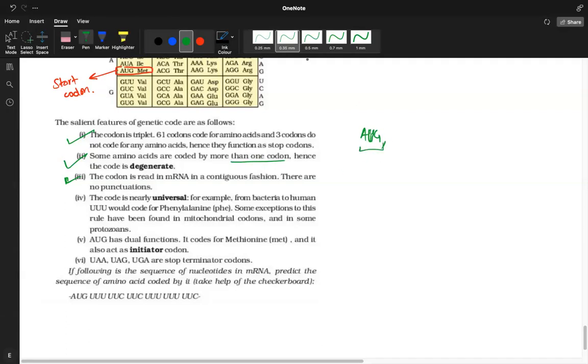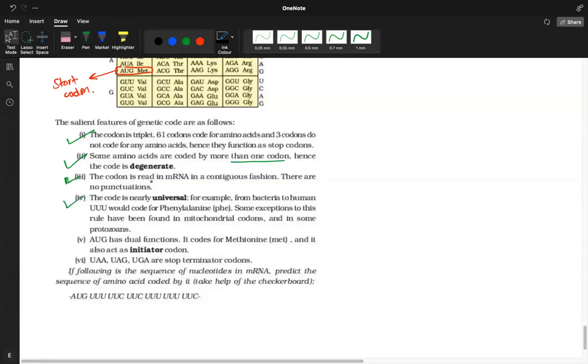But we talked about mutation in the last chapter, right? If because of mutation, something gets inserted here or this G gets removed, now the ribosome won't be able to read the start codon at all, and it will make a faulty protein. That's why mutations can be lethal as well. So no punctuations. The code is nearly universal.